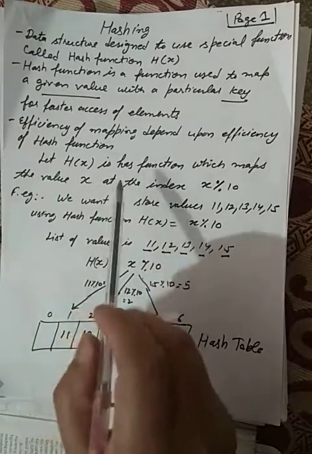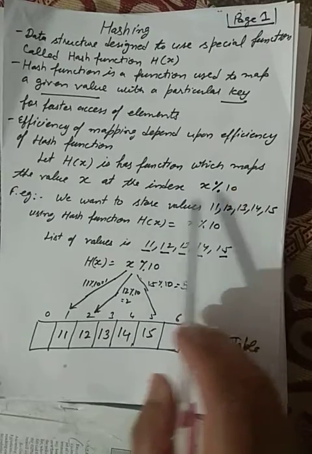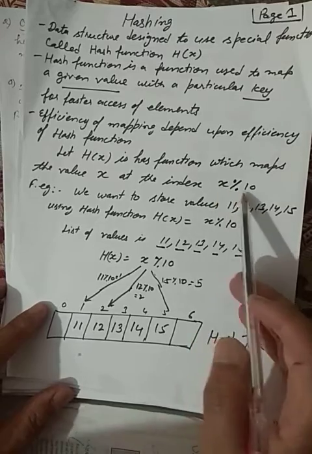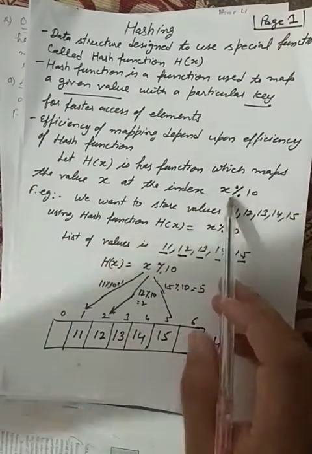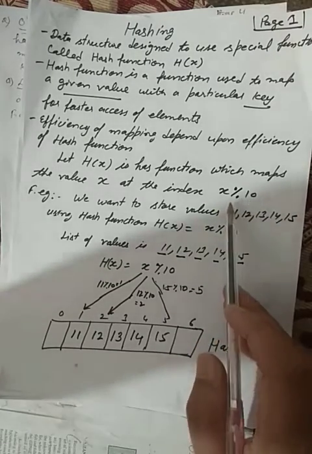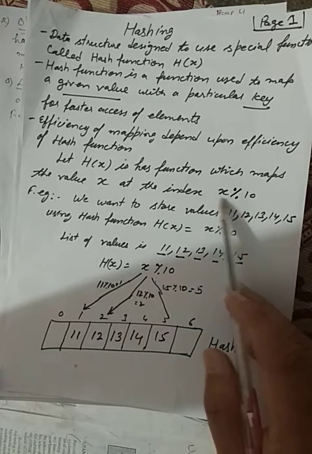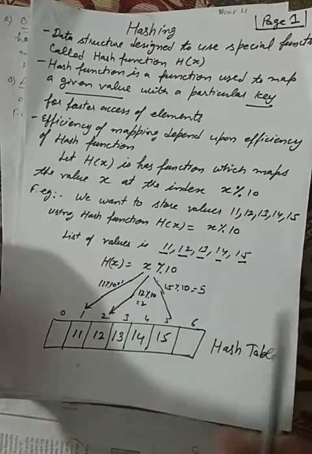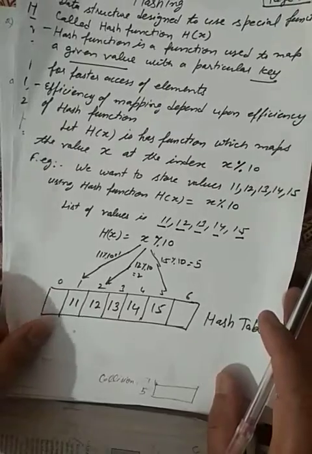So let h(x) be the hash function which maps the value of x at index x modulo division 10. This is the hash function we have taken. You can take any type of hash function like x modulo 100, x modulo 5, or x modulo 10, whatever you want, depending on the type of data. It will be more clear to you by the example.